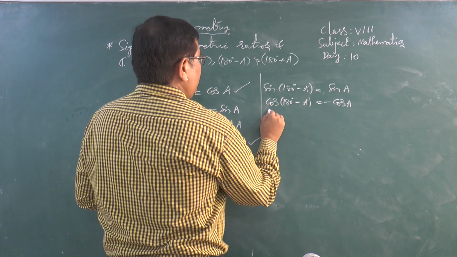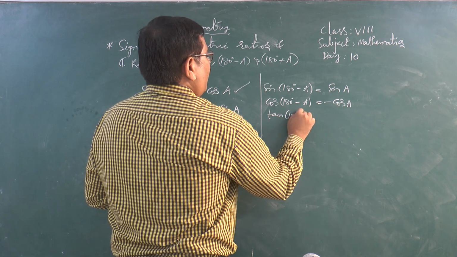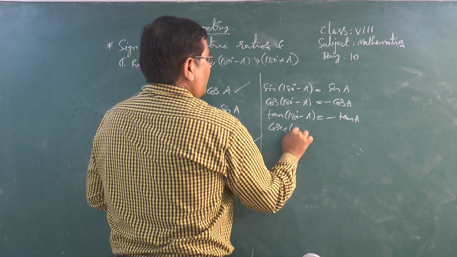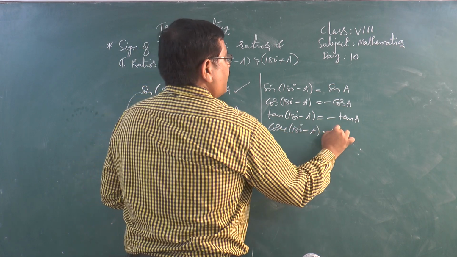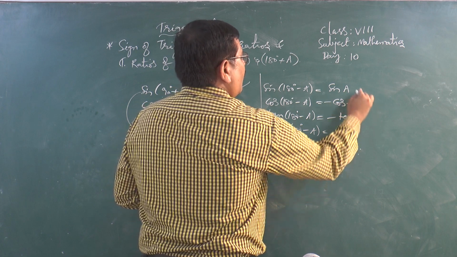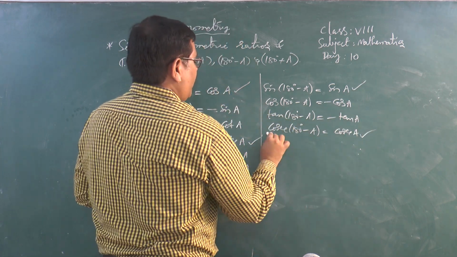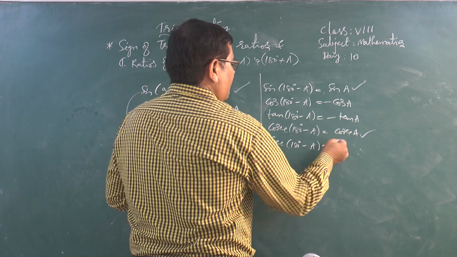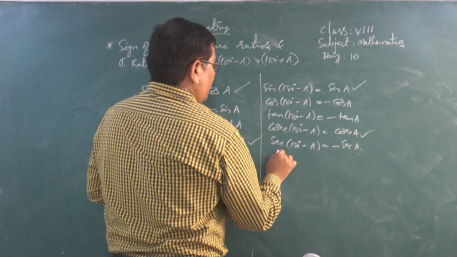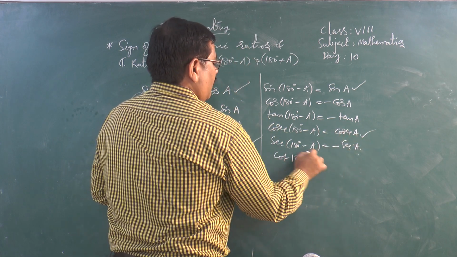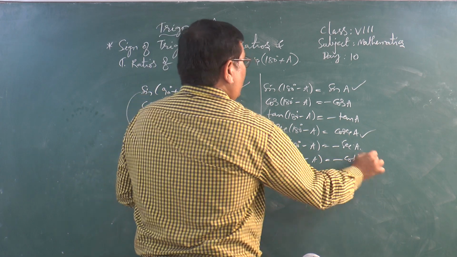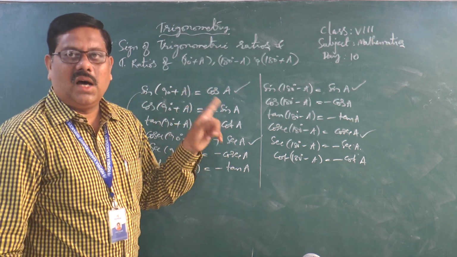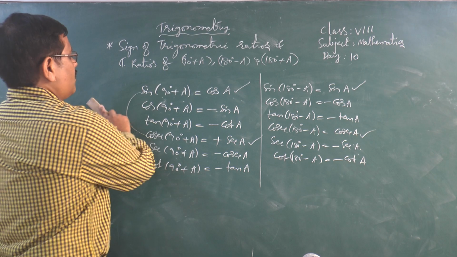Next we have tan of 180 degrees minus a, which is minus tan a. If it is cosecant of 180 degrees minus a, it is plus cosecant a. Sine and cosecant are both positive. Next we have secant of 180 degrees minus a, which is minus secant a. If you take cot of 180 degrees minus a, that is minus cot a. Only sine and cosecant remain positive, all the remaining are negative here. This is about this. Now let us understand 180 degrees plus a also.